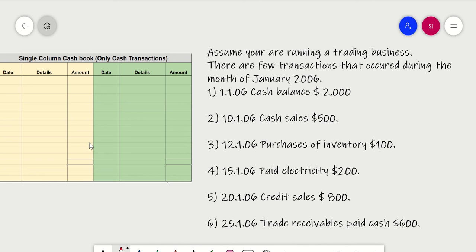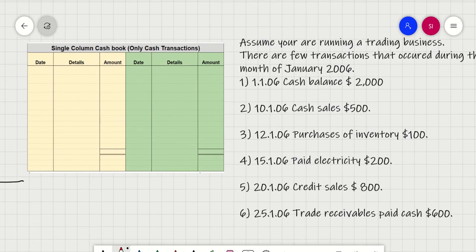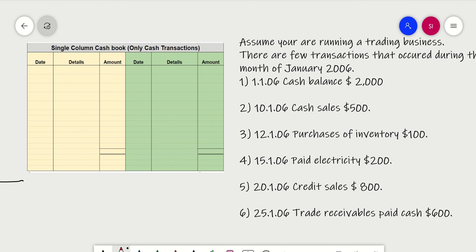So I'm giving you a few minutes to think and identify which transactions will appear on the debit side of a single column cash book and which transactions will appear on the credit side, and do you find any transactions which do not reflect in a single column cash book. So your time starts now.